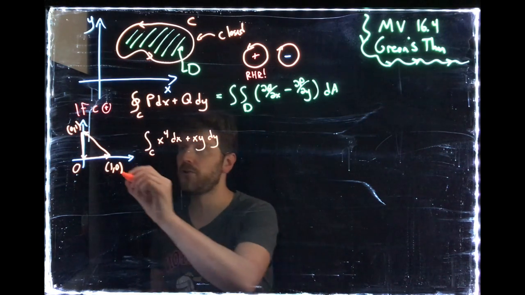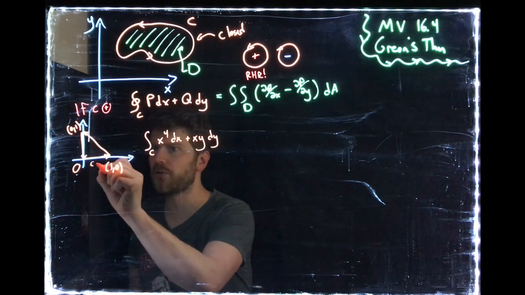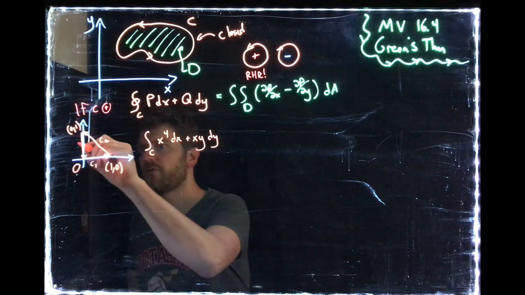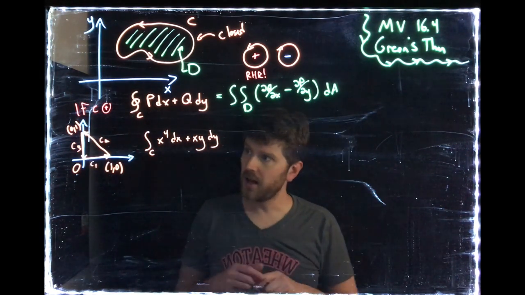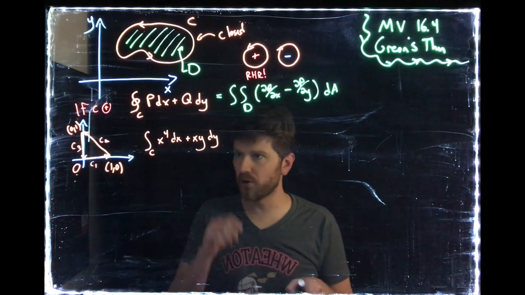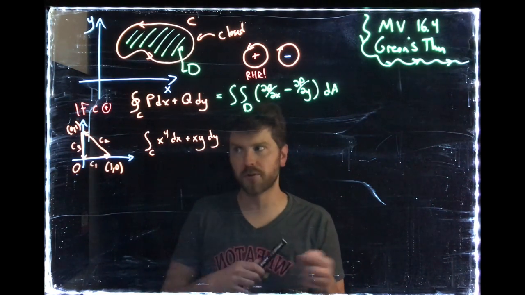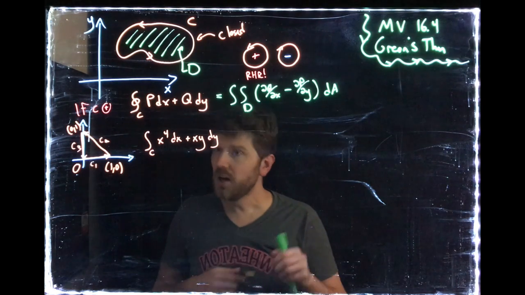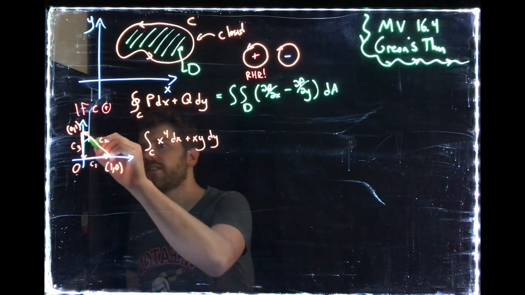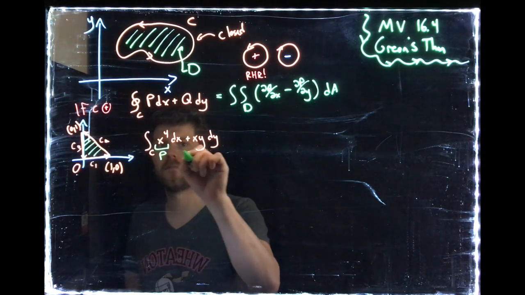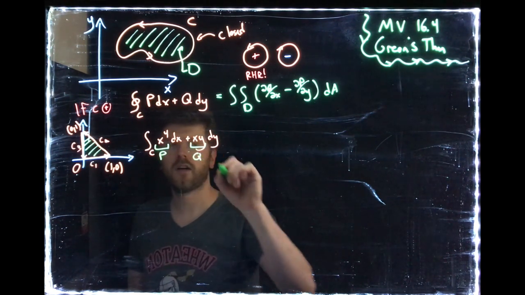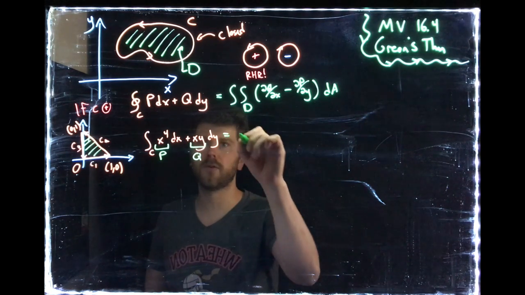One thing that I would have to do, though, is actually do three line integrals. I'd have to parameterize each of these three separate curves, these little line segments, put them in terms of dt, and then add up all three. Green's theorem gives me an alternative. It says instead what I could do is look at P and look at Q, and I could turn this into a double integral instead.